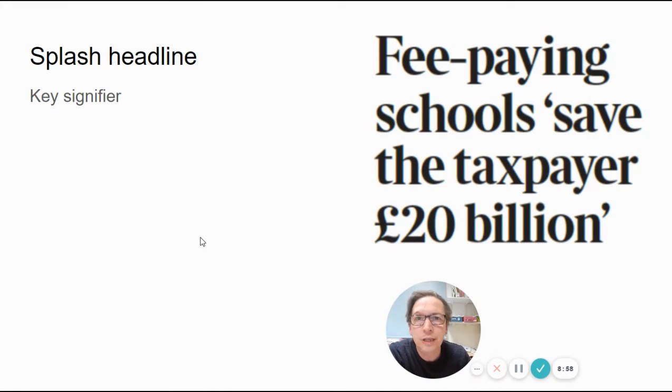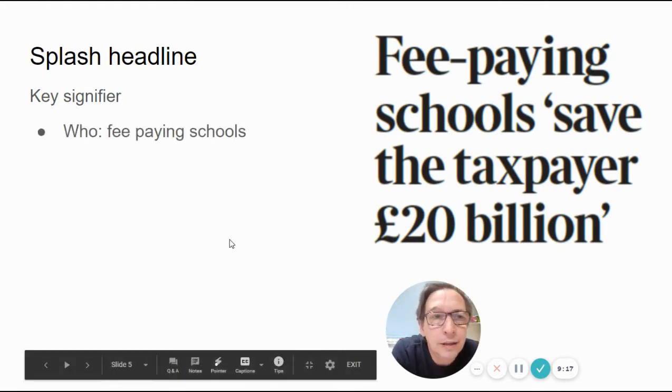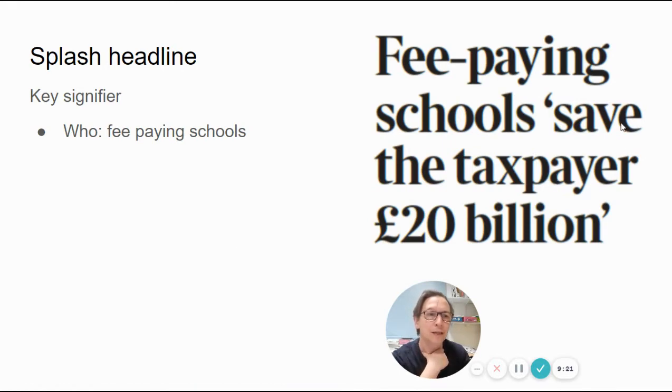Now, you can usually use the 5 W's to break down a story and to find out what it's about. This is the same for any information text, whether it's a magazine, whether it's a newspaper. Really, you can find out who, what, where, when, and why this story is happening. So when we think about who, this story is about fee-paying schools. Now, you could argue it's about the taxpayer, but this is a quote: save the taxpayer £20 billion. So it's really about the fee-paying schools and what they're saying.